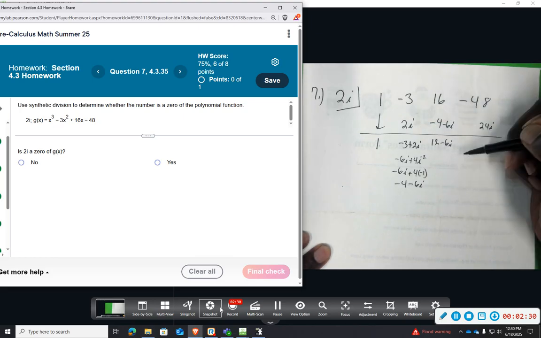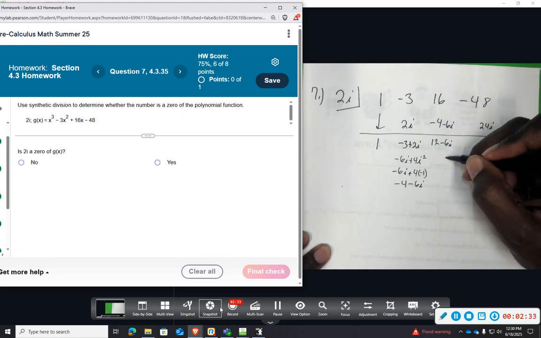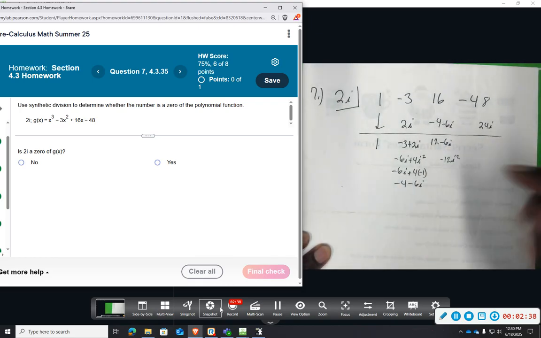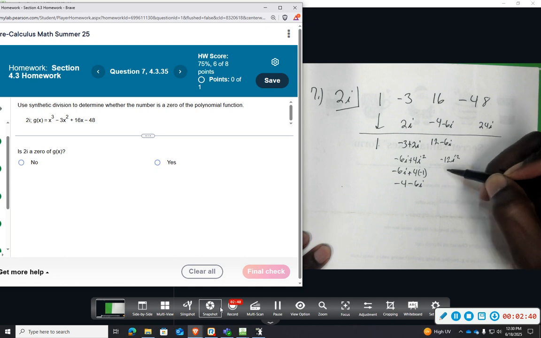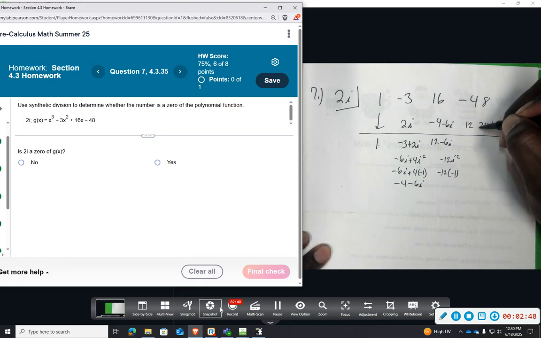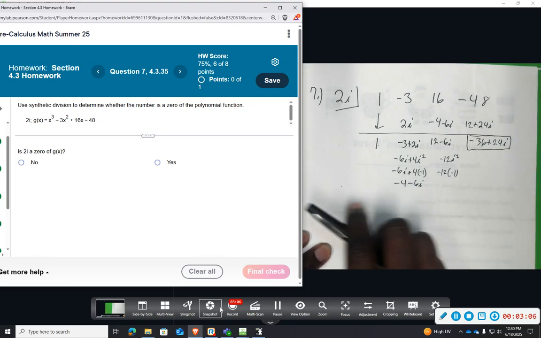2i times 6i will give me 12i squared. That is negative because of the minus 6. i squared is a negative 1, so negative 12 times negative 1 turns to positive. So I have a positive 12, and then this is plus 24i. When I combine the 48 and the 12, that gives us negative 36 plus 24i. So it's not a 0 because we didn't end up with a remainder of 0.